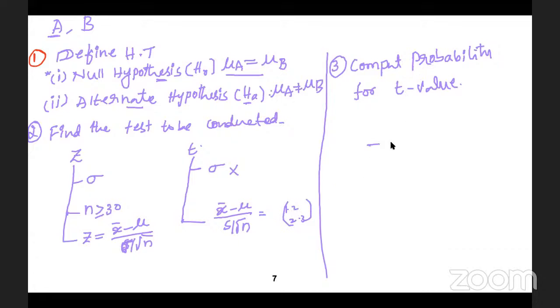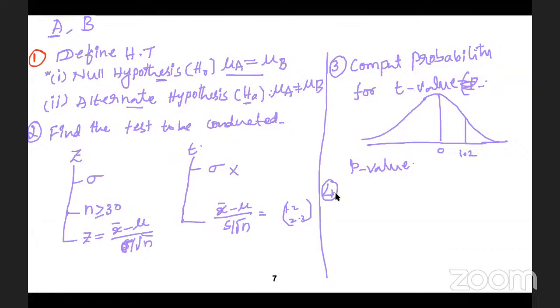How do we compute the probabilities? As per our normal distribution discussion, this is my mean value 0. When you say 1.2, I can mark 1.2 here. Then I can compute the area, to the left side or right side. That is how we compute the probability for the T value. This is called the P value, the result of step 3.